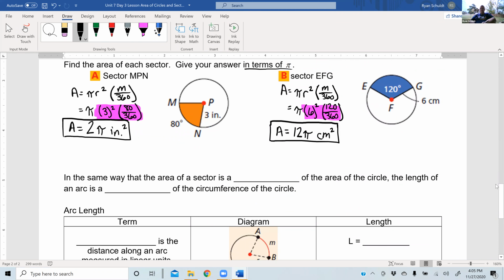So that's a sector. Hopefully it's not too complicated. We just only want a piece of the circle. So I only do a piece of the area. So in the same way that the area of a sector is a part of the area of a circle, the length of an arc is a part of the circumference of a circle.